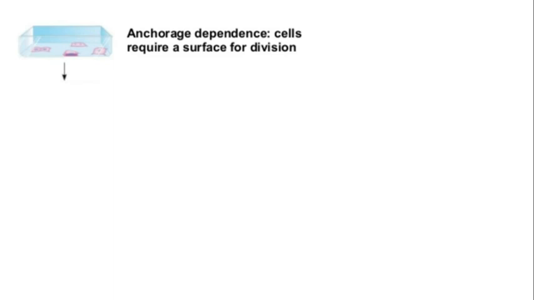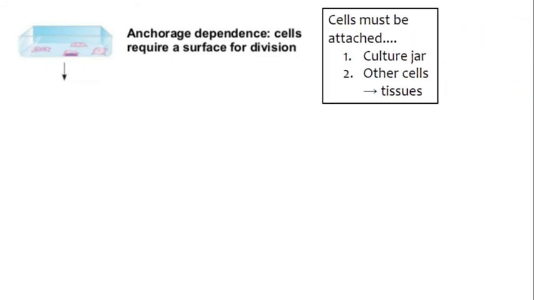Okay, I'm going to take a breath for a second. So, normal cells have a couple of different properties that we've kind of talked about. One of those is anchorage dependence. What that means is cells require a surface on which they can divide. So they have to be attached, like in a lab, to a culture jar or a petri dish. In real life, they can be attached to other cells, which we would call tissues.